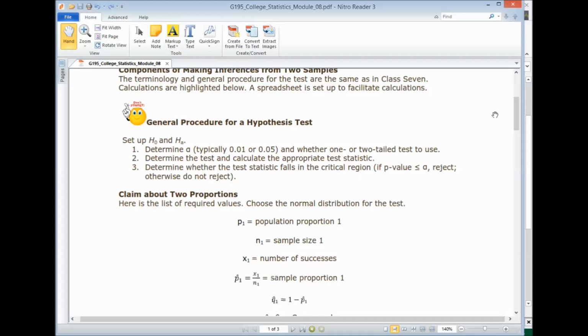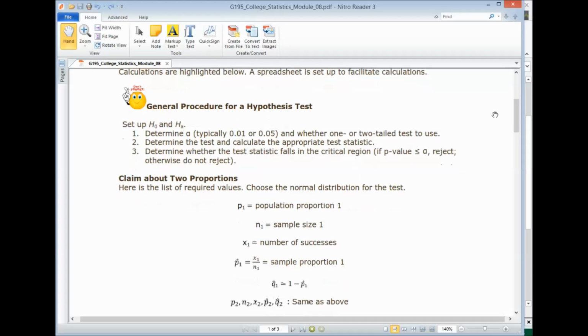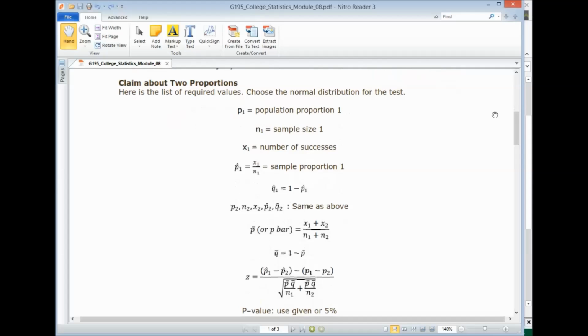So let's look at the example about the claim about two proportions. So here are the numbers you need. Population proportion 1, sample size 1, number of successes, x, and p1 hat, the formula for that is x1 divided by n1. That's a sample proportion 1. And q hat 1 is similar to last time. It's going to be 1 minus p1 hat.